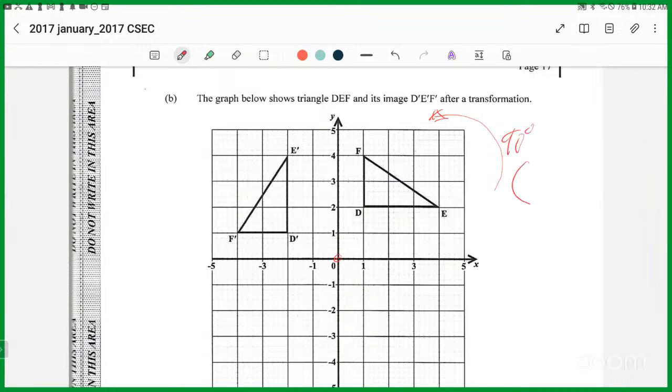I should know the matrix for that is this one: -1 up here, 1 down here, 0, 0. Anti-clockwise 90-degree rotation about the origin. That's the matrix, if they wanted it. But let's answer the questions.